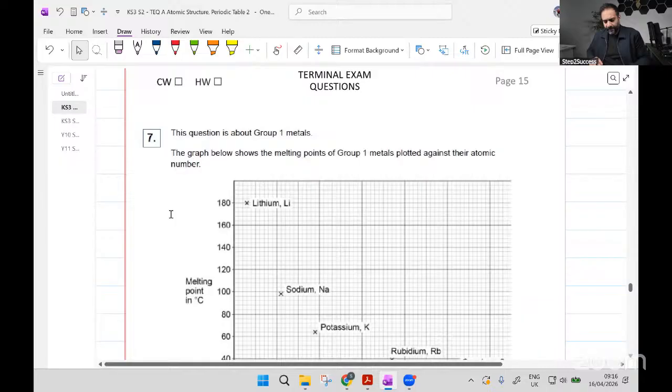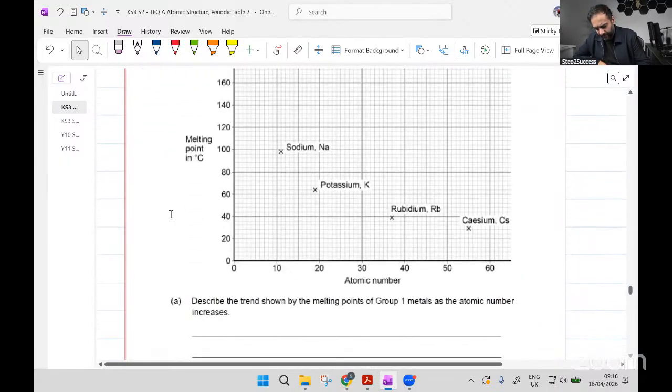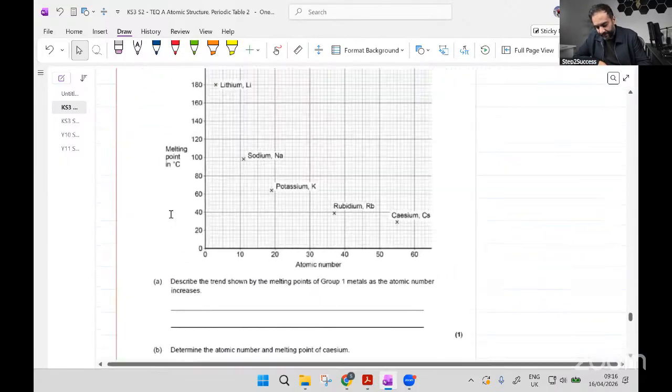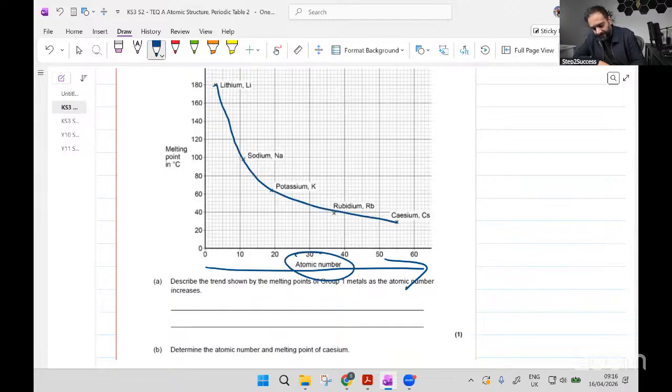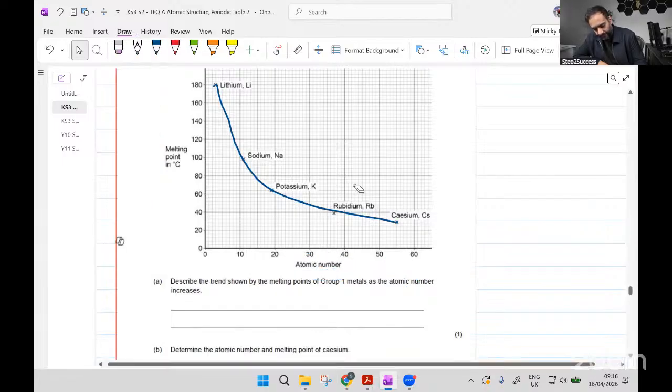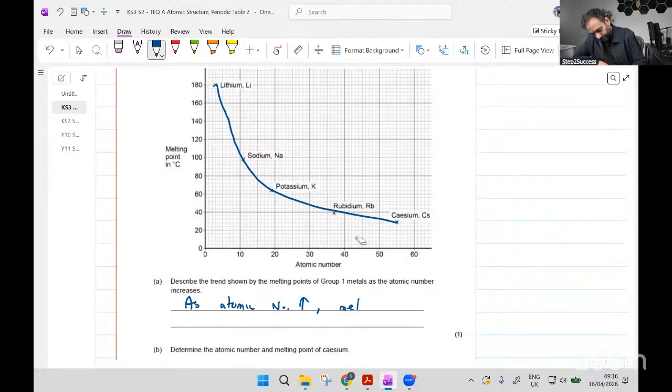This question about group 1 metals shows the melting points of group 1 against their atomic number. Describe the trend. Well, if you draw a line through these points, doesn't it show that as the atomic number is increasing, the melting point is decreasing? That's what we want to say in words.